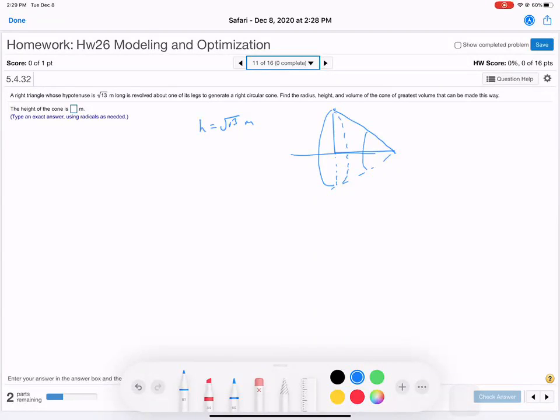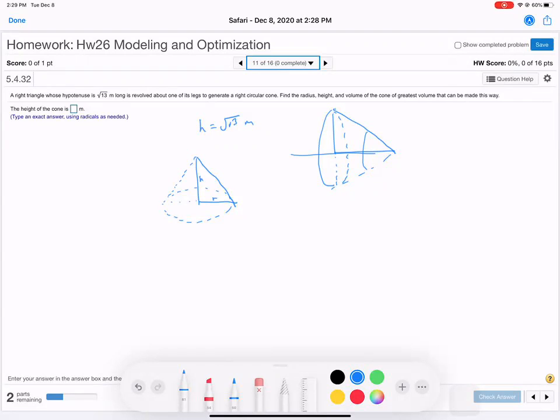Now, it says find the radius and height of the cone. Maybe we'll spin it the other way, probably. We probably want to spin it this way instead, because they wanted the radius and the height. And find the radius, height, and volume of the cone of the greatest volume that can be made this way. All right, so we want to optimize the volume, okay, greatest volume.